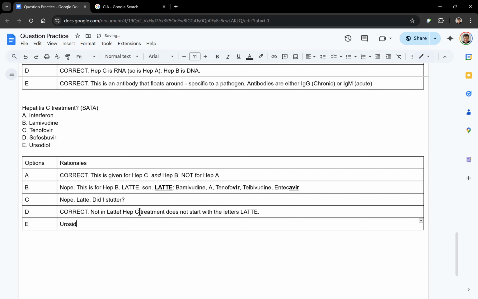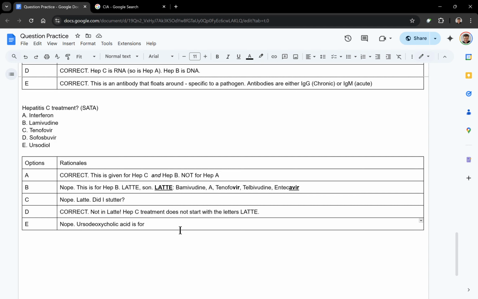It's like ursodeoxycholic acid or something like that. All right, is this for Hep C, Hep A, or Hep B? That's a nope. It is not for Hep C, Hep B, or Hep A. It's not for hepatitis, right? It's for pancreatitis? No.